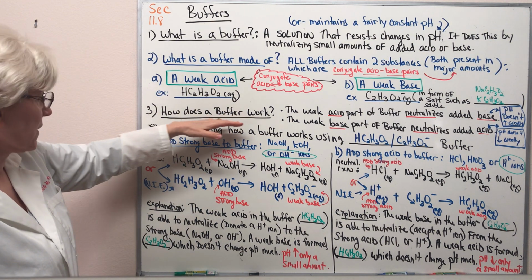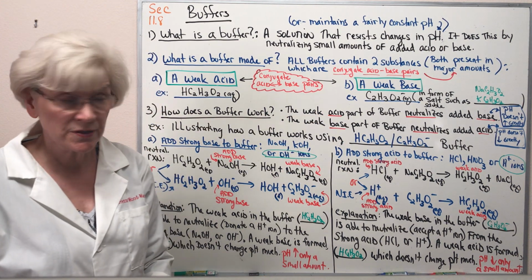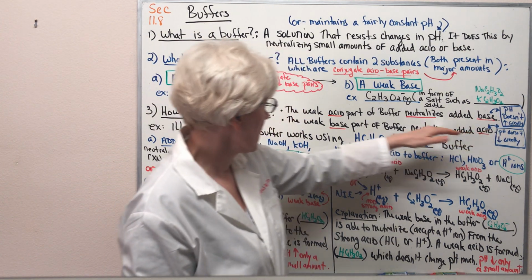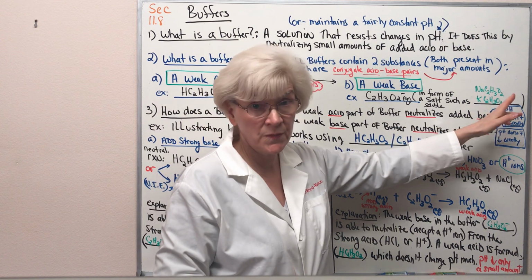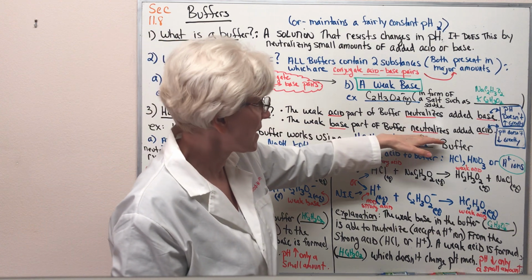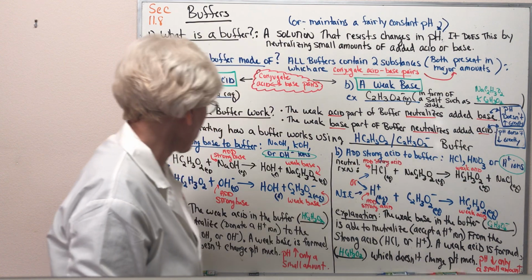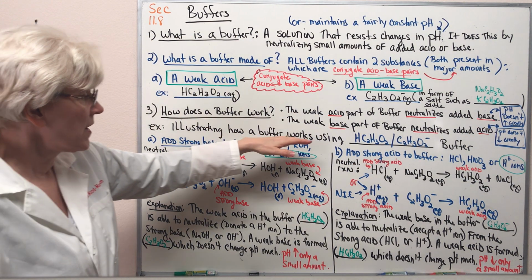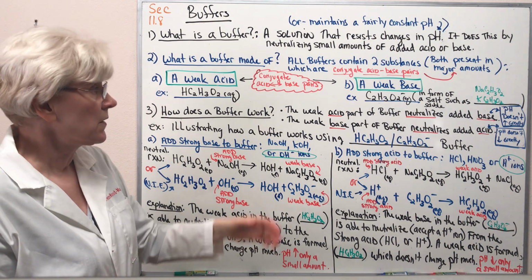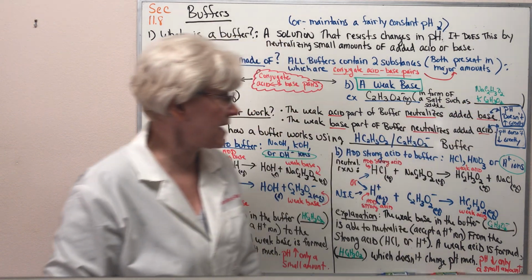How does a buffer work? Question 3. How does a buffer work? The weak acid part of the buffer neutralizes added base. Therefore, as I mentioned, when you add the base, the weak acid neutralizes it in the buffer and the pH doesn't increase greatly. The weak base part of the buffer neutralizes any acid that could be added and keeps the pH from dropping greatly. So let's illustrate how the buffer works using this acetic acid acetate buffer, or acetic acid sodium acetate buffer, which is how you would obtain the acetate ion.